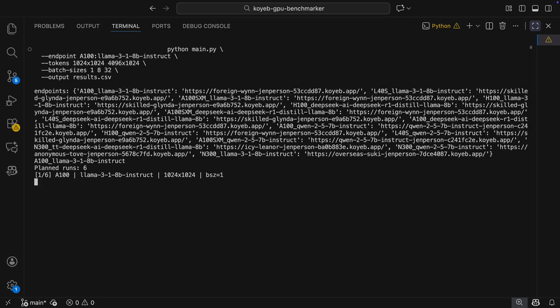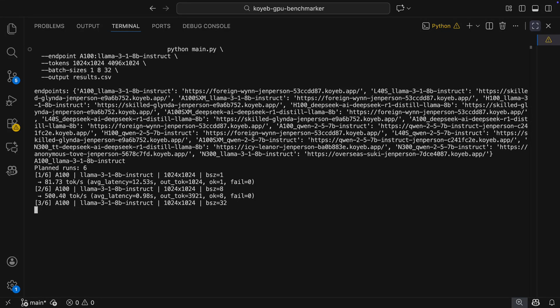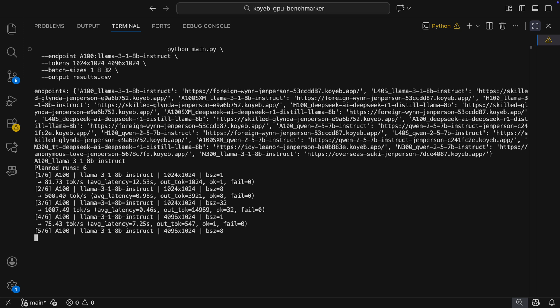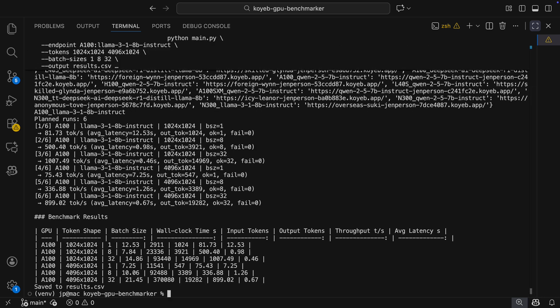Batch size is one of the most important knobs in LLM benchmarking because it directly controls how much parallel work you're asking the system to handle at once. Running benchmarks across multiple batch sizes gives you insight into both latency behavior and throughput scaling, which you can't see from a single batch alone. The batch size you choose depends on how you anticipate your usage to grow.